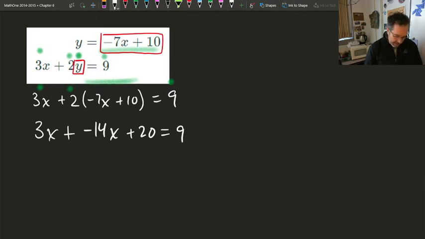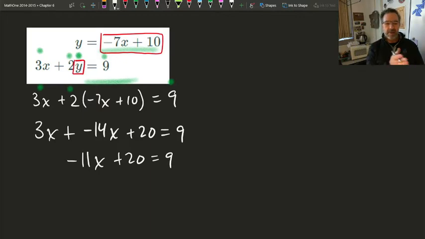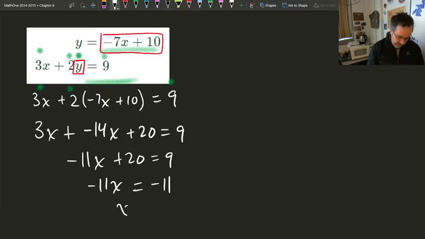If I combine 3x with negative 14x, I'm going to get negative 11x plus 20 equals 9. So you can see real clearly what I did. I just combined the 3x and the negative 14x. If I subtract 20 from both sides, I'm going to get negative 11x is equal to, oh, that's interesting, negative 11. That means that x, if I divide both sides by negative 11, x is just 1.